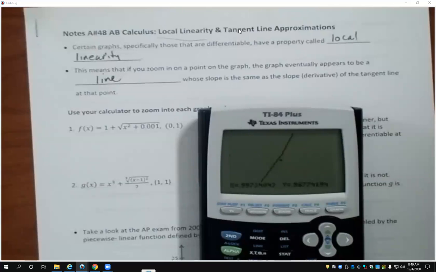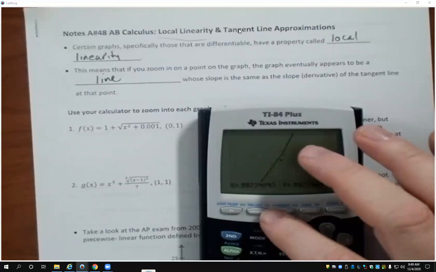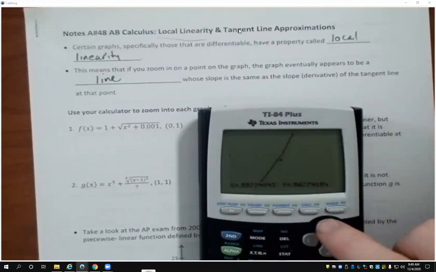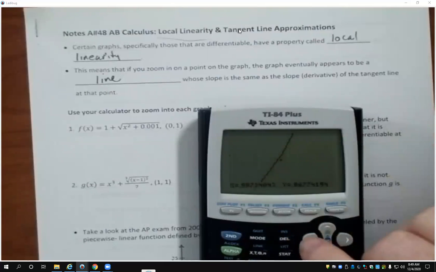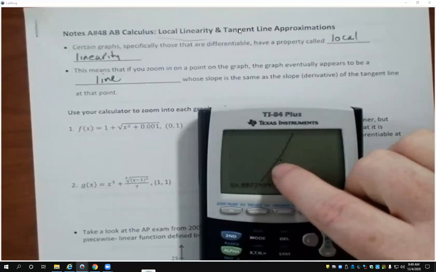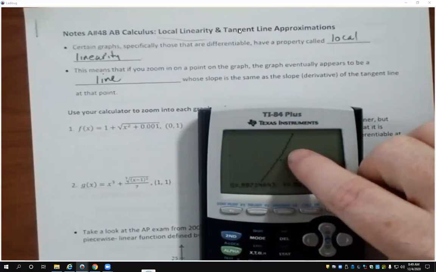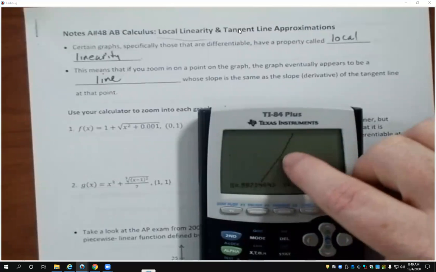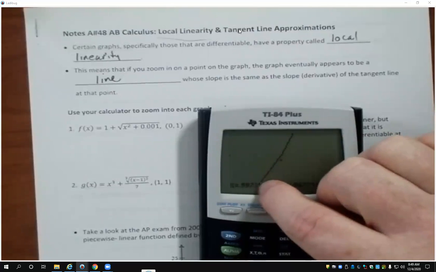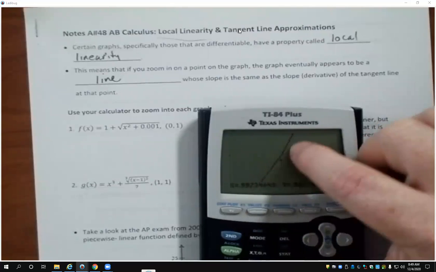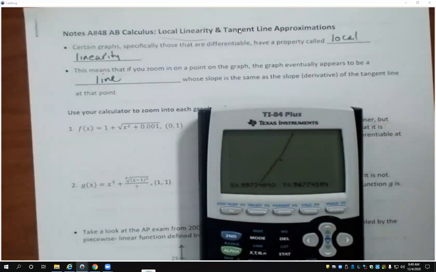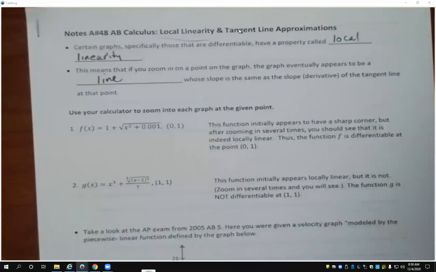Try to look at this. The function appears locally. Okay, I think we zoomed in at a bad spot. I don't think I got it right on 1, 1, even though it looks like it. But it's still curving here. It's not locally linear. You can still see that there's a little hump in that, especially going from here to here. We don't become a line. All right, so just wanted to show you that in the calculator.